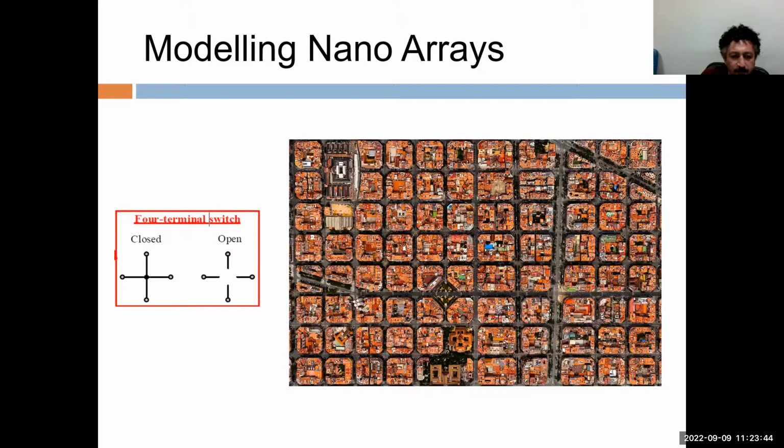Why did we offer this 4-terminal switch? Because it is good for the regular array. Because in a regular array, each cross point or each cell has 4 neighbors. And you can isolate 2 of these 4 neighbors, but it's also costly.